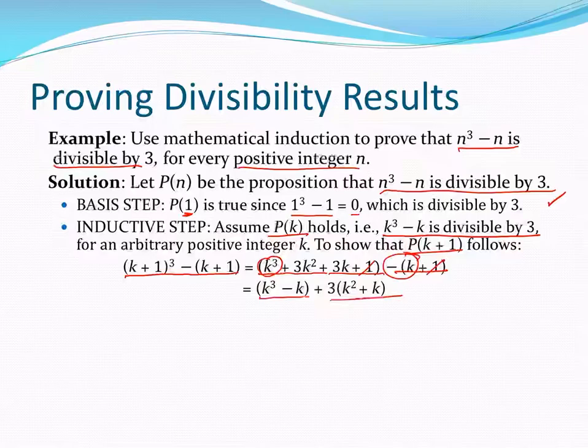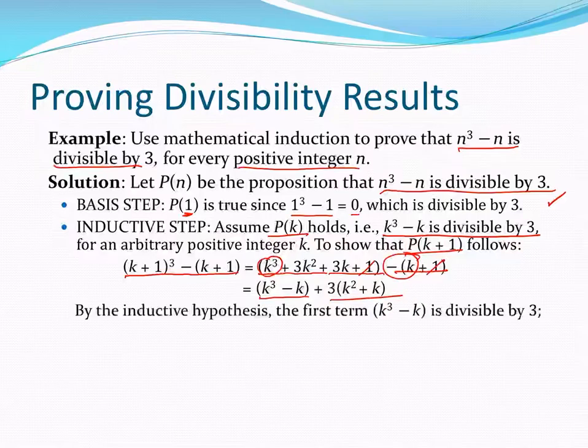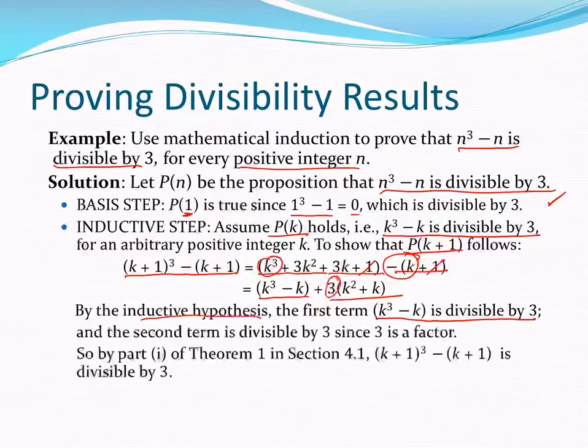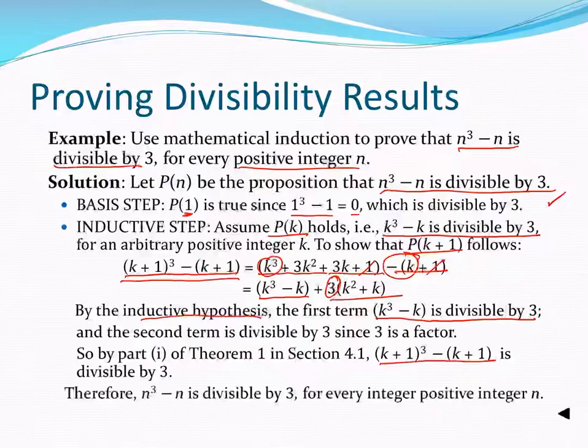What can we say about that sum? Well, the first term, k cubed minus k, is divisible by 3 by the inductive hypothesis. How about the second term? Well, it has 3 as a factor, so it will also be divisible by 3. So I have two numbers that are both divisible by 3. That means their sum will be divisible by 3. What is their sum? Their sum is (k+1) cubed minus (k+1), which will thus be divisible by 3. And P(k+1) is proved, and I can conclude that n cubed minus n is divisible by 3 for every positive integer n.